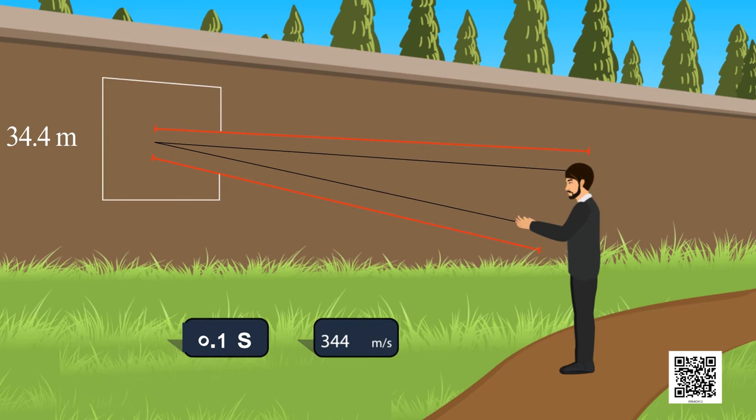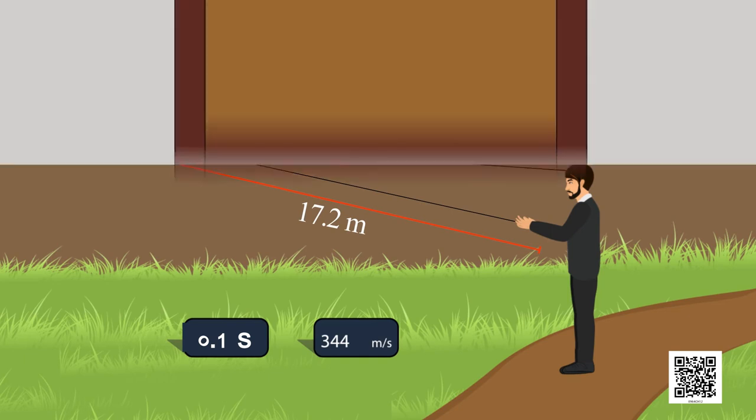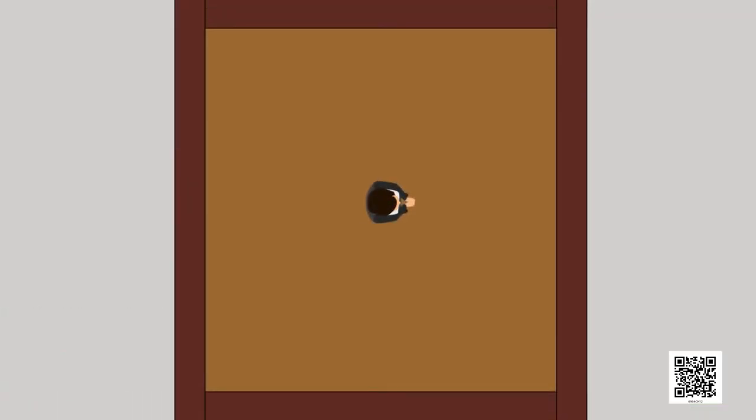Hence, the total distance covered by the sound from the point of generation to the reflecting surface and back should be at least 34.4 meter. Thus, for hearing distinct echoes, the minimum distance of the obstacle from the source of sound must be half of this distance, that is 17.2 meter. Echoes may be heard more than once due to successive or multiple reflections.